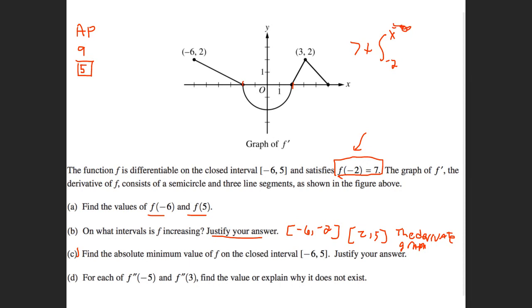The question was, what is f of negative 6? So I'm going to use my formula. I'm going to go 7 plus the integral from negative 2 to negative 6. Okay, there's a problem here. Can you see my problem when I set up my integral? I try to hammer this in: you can't have a smaller number on top. So how can I rewrite this so the smaller number's on the bottom?